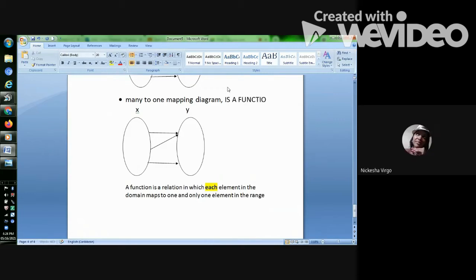But sir, it's one and only one element in the range. To be frank with you, the second part of it may be misleading. I'm not going to lie to you, because when it says maps to one and only one, in my mind, and I know in some of your minds, you're saying only one alone it can go to. That's what it says.